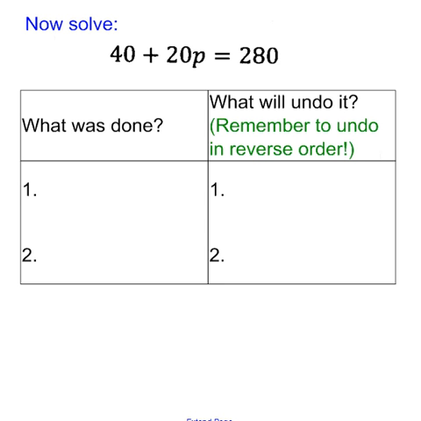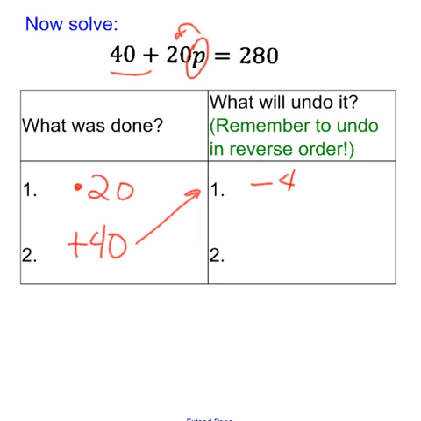Now that we've written the equation, we can just go back to what we did in the last video. We're just going to solve the equation. So we look at our variable, we see what's happening to it, what's being done, and then we'll undo it. So the first thing that's happening to it is we're multiplying by 20. Then we're adding 40. So to undo that, we're going to subtract 40, opposite operation, and then we're going to divide by 20.